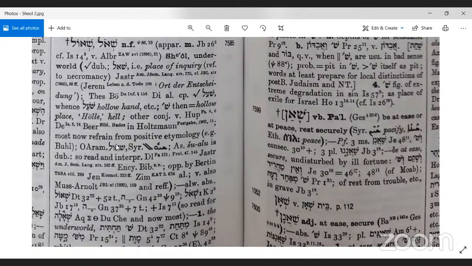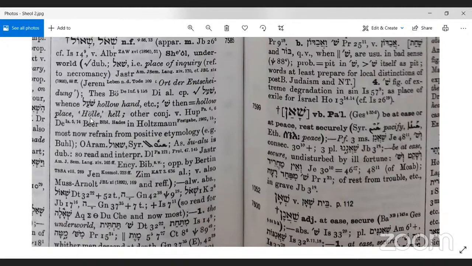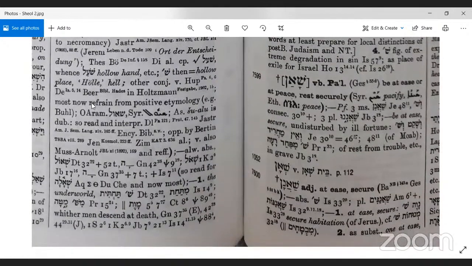Let's go down. Okay. Notice what it says here, and I'm trying to figure out what they mean by this. Most now refrain from positive etymology. You know what I think this is, but I haven't been able to confirm it. We just looked at the positive etymology. That first paragraph, remember? Most refrain from positive etymology.